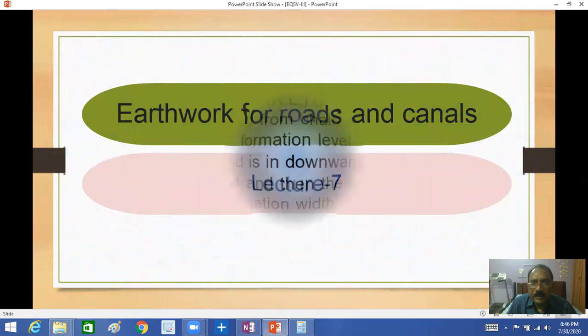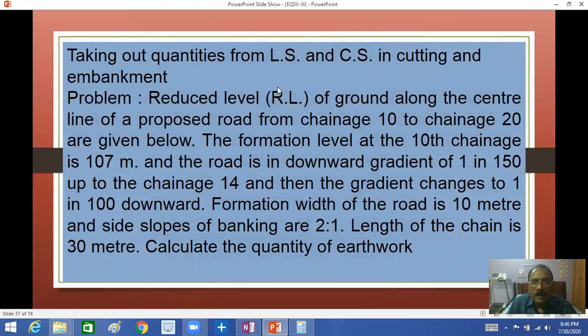Earthwork for roads and canals. How to calculate pitched area, I explained in previous videos. Now, how to calculate cutting and embankment of canal or roads.